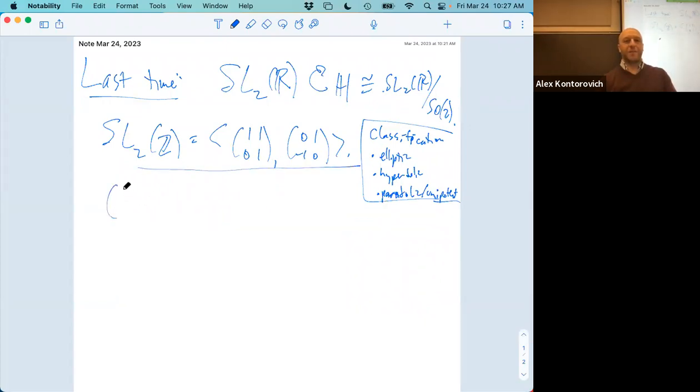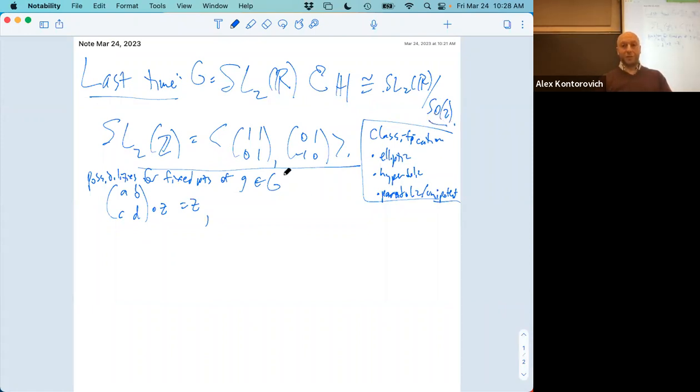So if I have a matrix (A, B; C, D), and it acts on a point Z, and let's say it fixes that point Z. Okay, so how many fixed points does this have? So let's look at possibilities for fixed points of G in big G, where big G is SL2R. Well, okay, you said that i is fixed by rotation. That's right. So a rotation matrix fixes i, but I want to know now, given G, what does G fix?